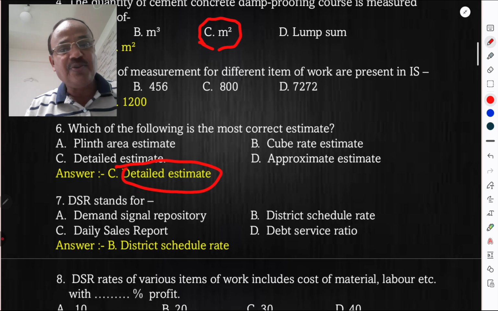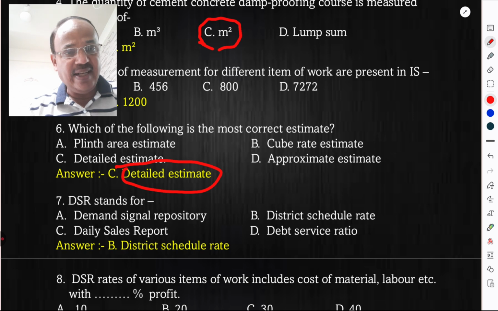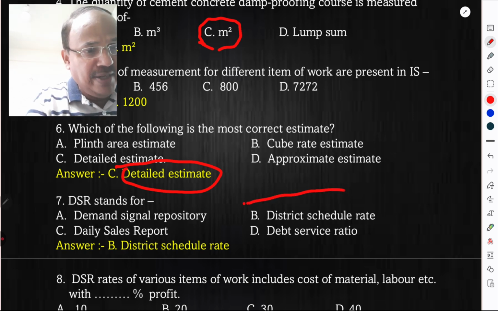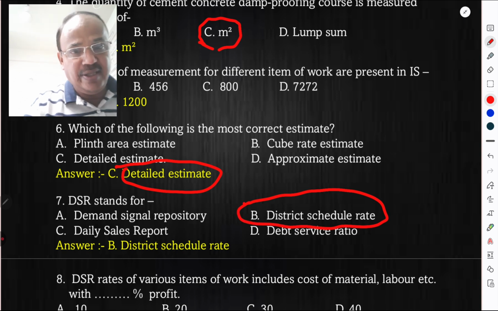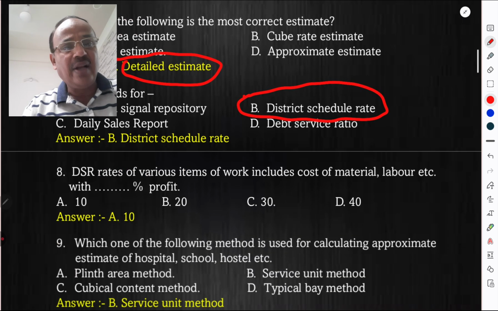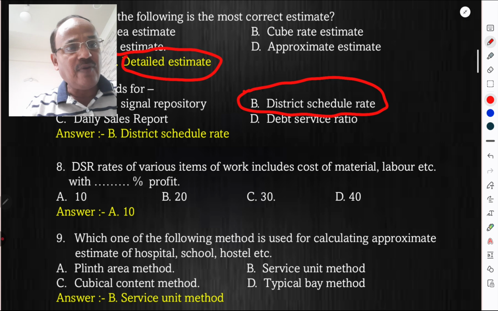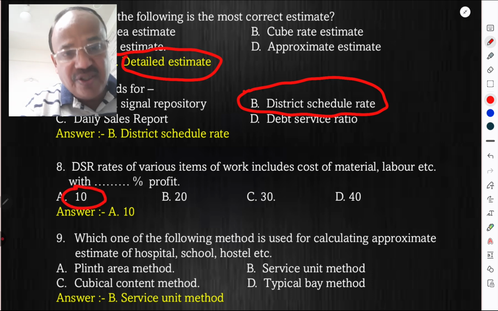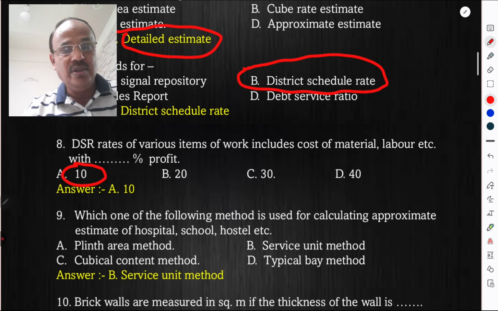Then DSR stands for demand signal repository, district schedule rate, daily sales report, or debt service ratio. It means district schedule rate. DSR means rates of various items of work that include the cost of material, labor, etc. with 10% of contractor's profit. This 10% is very important.